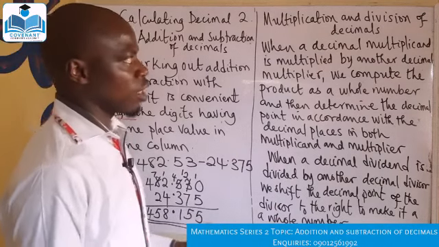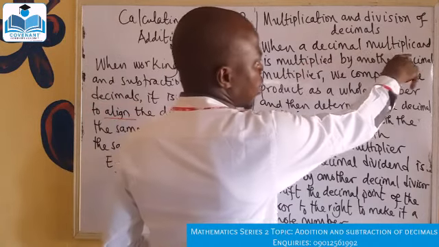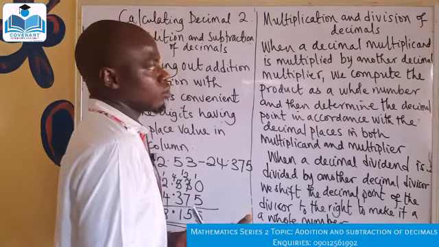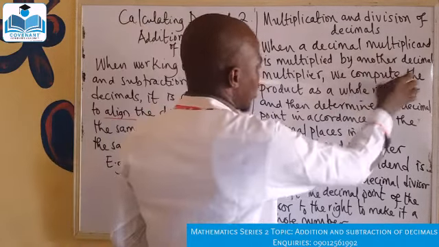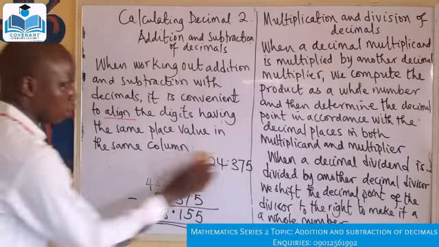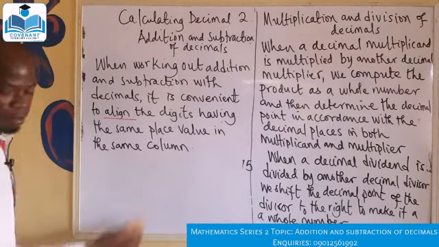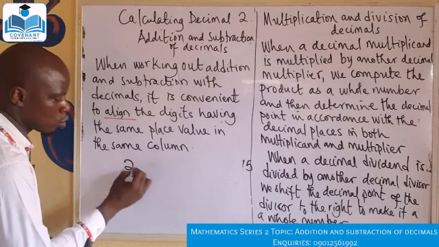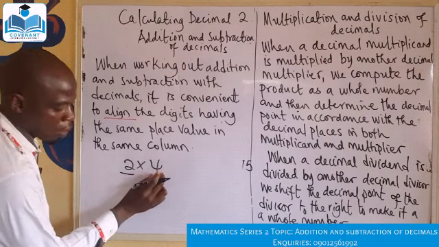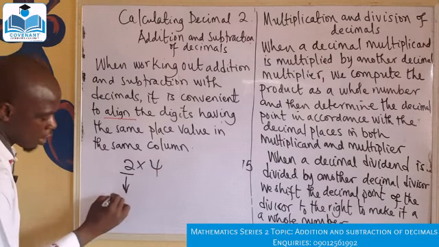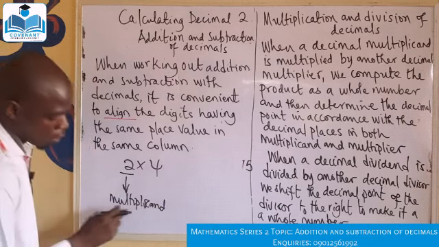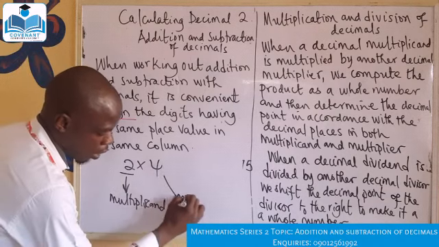And when we talk about multiplication, when a decimal multiplicand, this is the number that you want to multiply another decimal number with, is multiplied by another decimal multiplier. For instance, if I have 2 times 4, 2 here is my multiplicand, and this is my multiplier. So I'm having this as my multiplicand, and this is my what? Multiplier.